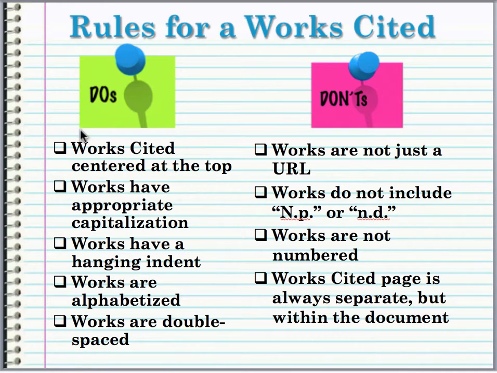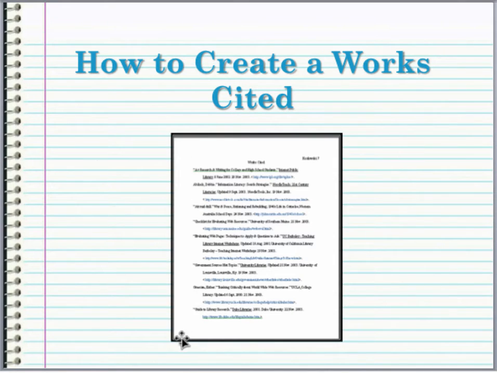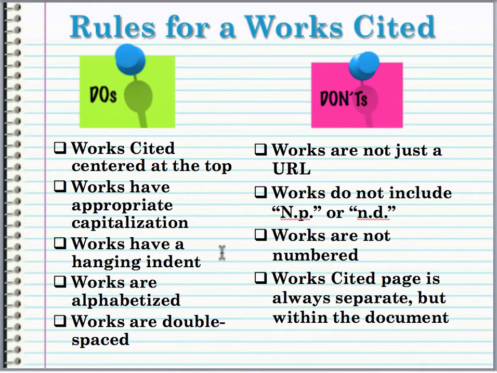The work should not be numbered. If you notice here, there's no numbering or bullet points. It's not needed. The order it goes in is alphabetical order. The reader should know that. And then the information lets us know when the next site is listed by looking for what is left aligned. And then the works cited page is always separate but within the document. So in this case, if I had a works cited page for this presentation, it would be the next slide on here. And it's still part of the same presentation. It just gets its own page.